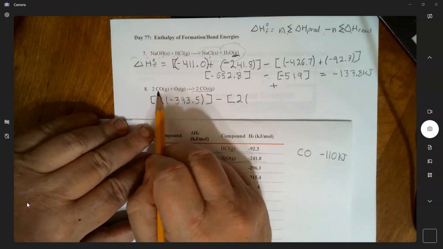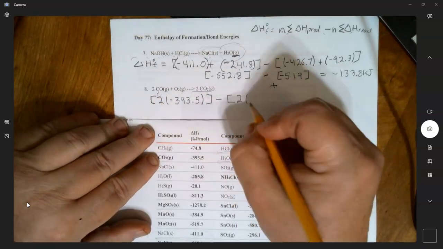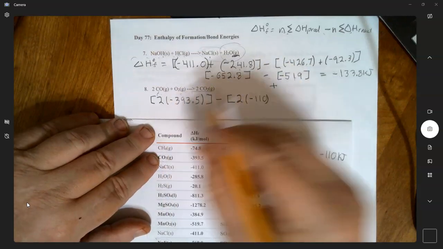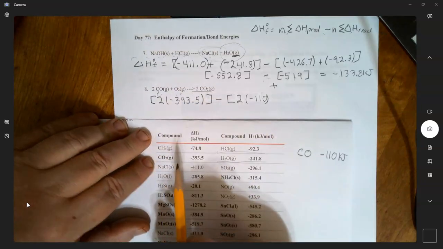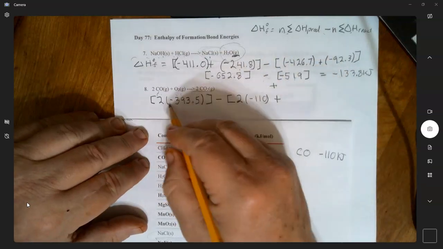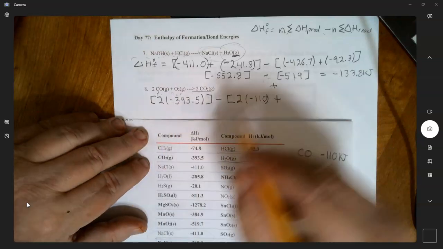So that's the enthalpy of formation for CO. Okay, so let's go ahead and plug that in. And O2 is a pure element, so its enthalpy of formation by definition is 0. Remember, inside the square brackets, it's a plus. You use the same plus signs that you see in the equation.